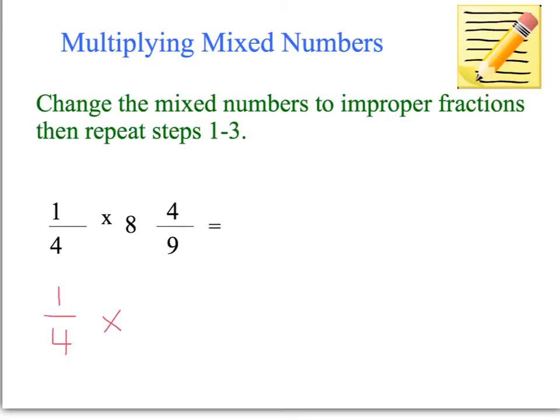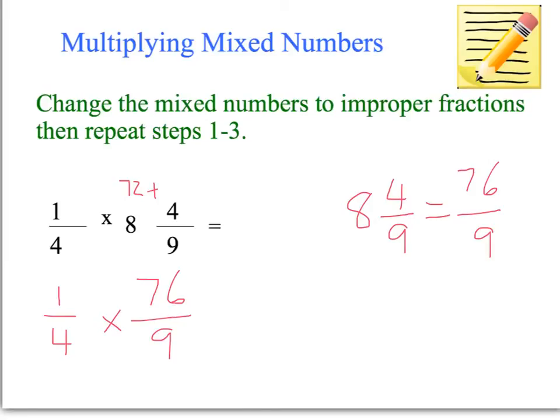9 times 8 is 72, so it'll be 72 plus 4. So 8 4/9 equals 76 ninths. Okay, so then we multiply. So 1/4 times 76 over 9. So 1 times 76 is 76. And then 4 9s are 36.